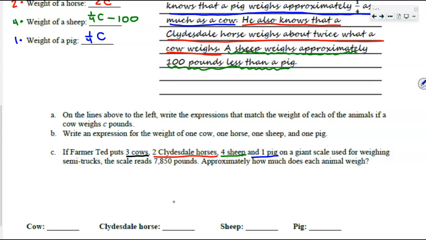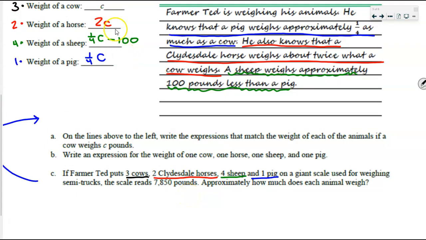Now, I'm not going to have a ton of space to do all of the work here, so I'm actually going to write the equation up here where I do have some space. How many cows does he have? 3. And each cow is C. So I'm going to write 3C to represent those 3 cows. He has 2 Clydesdale horses, so I'm going to write 2 of the 2C's.